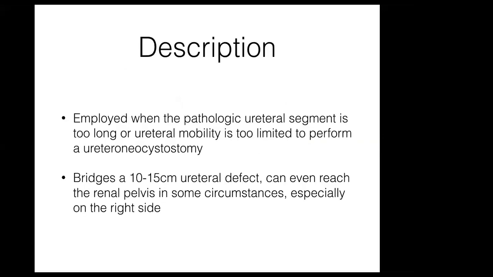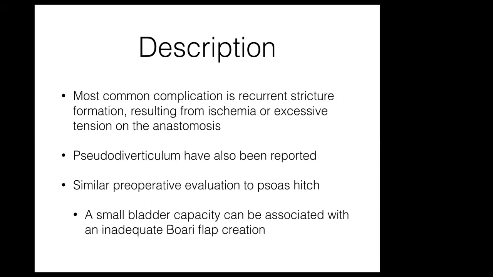Next, the Boari flap. The Boari flap is employed when the pathologic ureteral segment is too long or ureteral mobility is too limited to perform ureteral neocystostomy. It bridges a 10 to 15 cm ureteral defect and can even reach the renal pelvis in some circumstances, especially on the right side. The most common complication of this procedure is recurrent stricture formation resulting from ischemia or excessive tension on the anastomosis. There have also been reports of pseudodiverticulum.